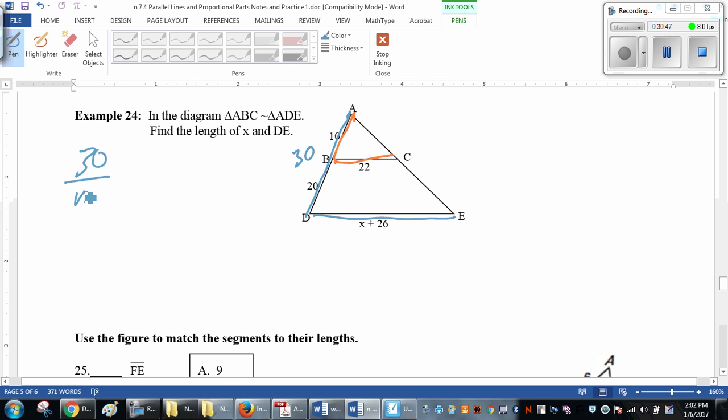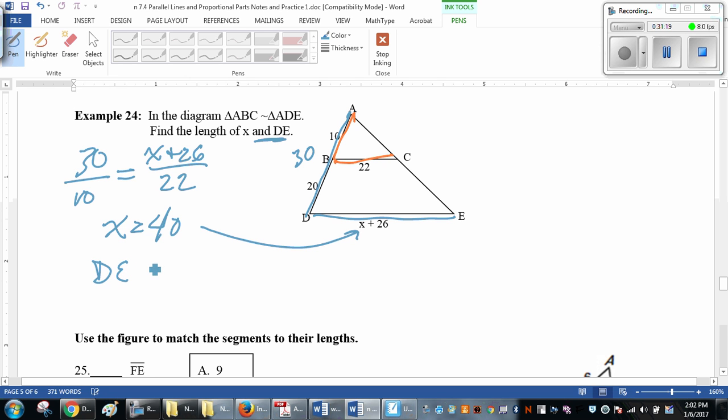10 in the small triangle equals, now go to whole side in the big triangle, x plus 26 over whole side corresponding in the small triangle is 22. Okay, there's our setup. Again, make sure you're good with this, guys. All right, and when we solve, we get x equals 40. Now, be careful here because we're not done. It asks us to also find the length of DE. DE is not x. DE is x plus 26. So we take that x equals 40 and add the 26, and we get DE equals 66.